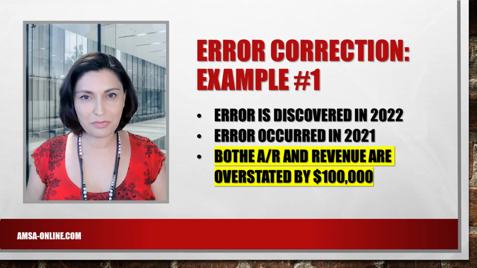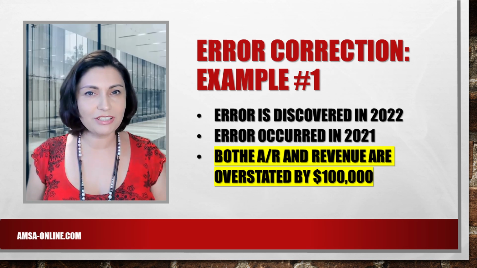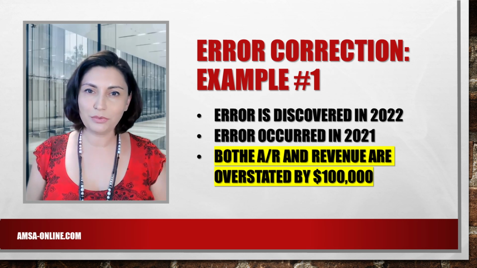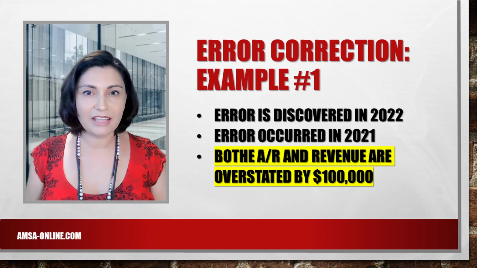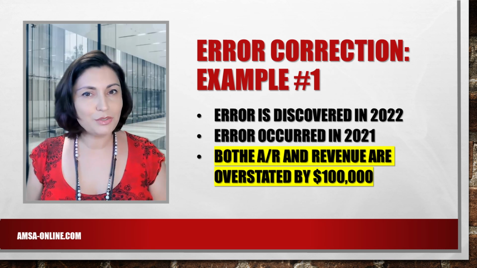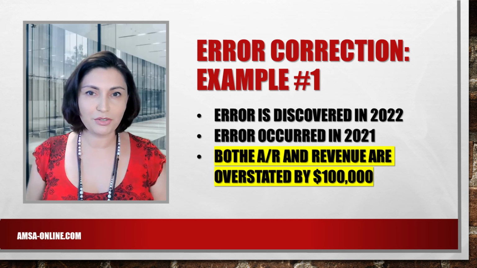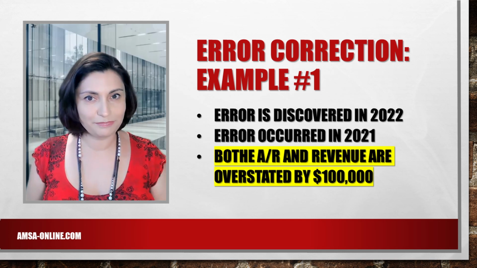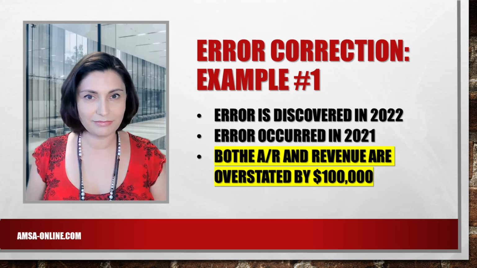Let's look at an example. In 2022, Hillsborough Corporation discovered that in 2021, it overstated its accounts receivable and sales revenue by $100,000. In 2022, Hillsborough makes the following entry to correct this error. We will ignore income taxes for simplicity.